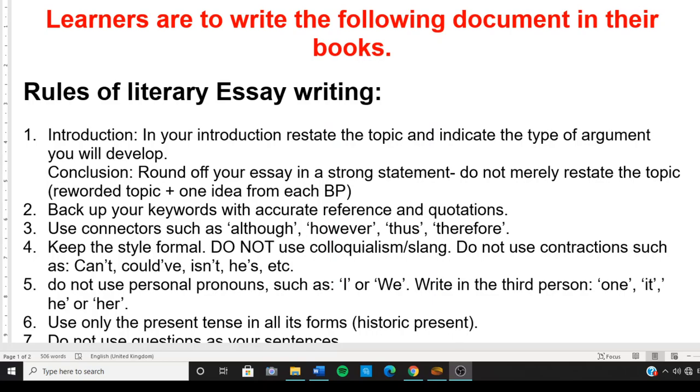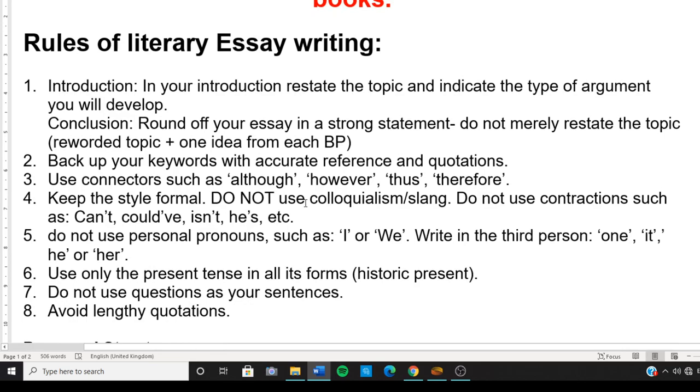So this is part 2 on how to go about answering the literary essay that you've been given. Please write this document in your books. Only the black. You don't write the red, only the black writing you write. Okay, so I'm going to go through it with you. The rules of a literary essay.